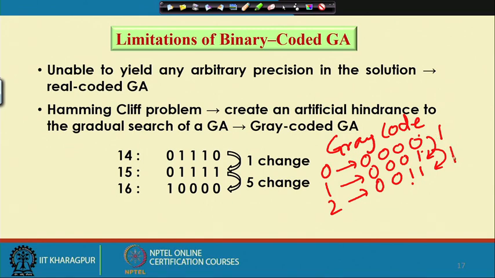So, in gray code, if I want to move from a particular number to the next number, or to the previous number, there will be a fixed number of changes, and that is equal to 1. And this gives some sort of advantage over the binary codes. So, nowadays, the binary coded GA has been replaced by the gray coded GA.